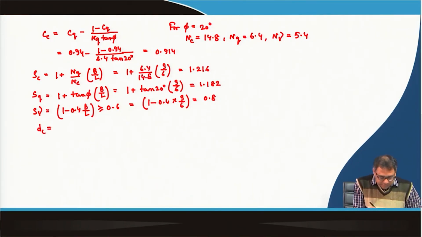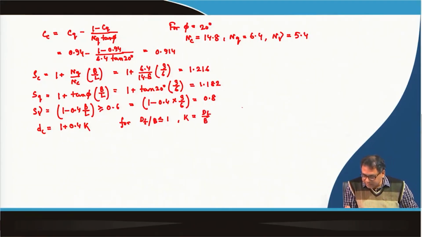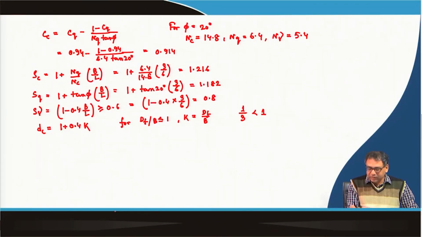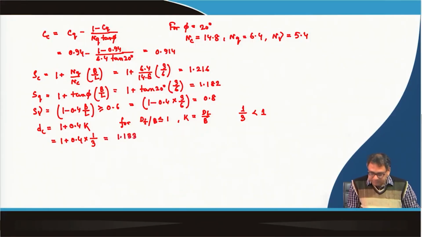Now, similarly, DC we can get as 1 plus 0.4 K. Now, for df by B less than or equal to 1, my K value is df by B, and in our case df is 1 and B is 3, so df by B is less than 1. So, this will be 1 plus 0.4 into 1 divided by 3. So, this will be 1.133.